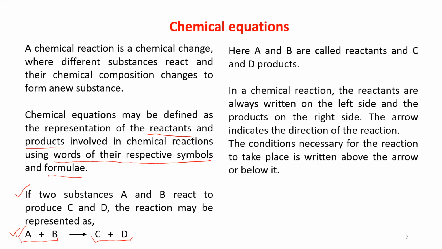In a chemical reaction, the reactants are always written on the left hand side and the products on the right hand side. The arrow indicates the direction of the reaction, which side the reaction is proceeding. The conditions necessary for the reaction to take place are written above or below the arrow.